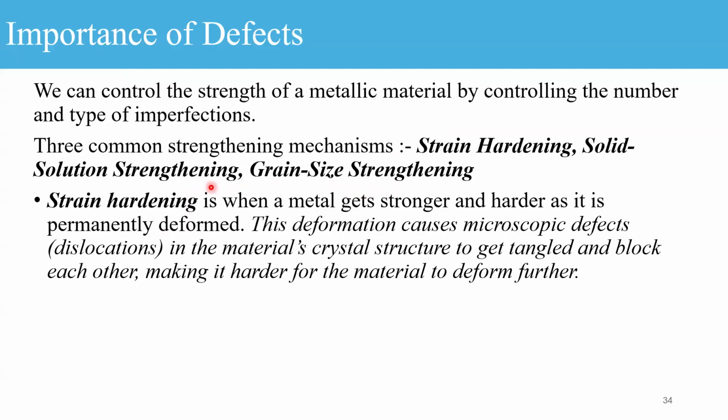Strain hardening is when a metal gets stronger and harder as it is permanently deformed. This deformation causes microscopic defects, or dislocations, in the material's crystal structure to get tangled and block each other, making it harder for the material to deform further. So basically, you beat a piece of metal until there is no room for the dislocations to move. It makes the metal stronger.